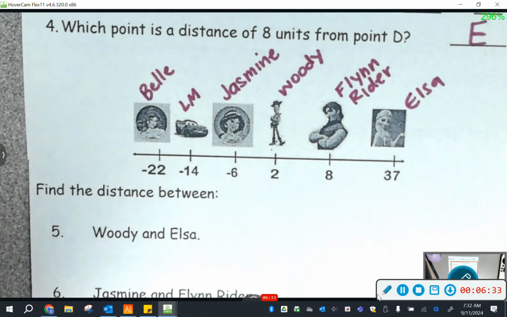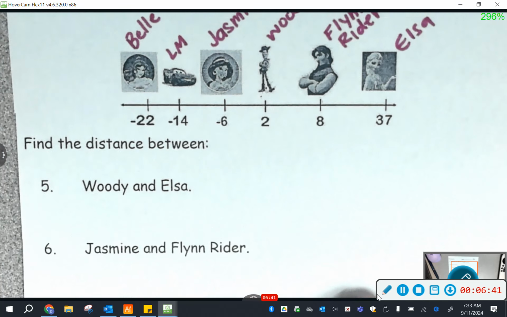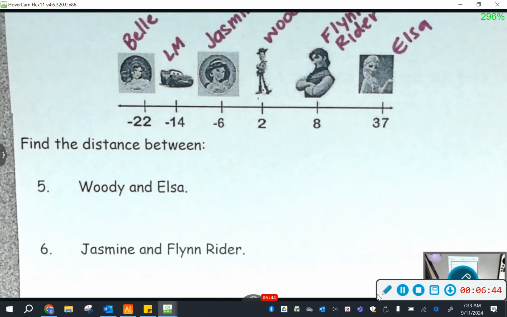Just FYI. Okay, so last time y'all told me you liked counting better. But what happens when this is what your number line looks like? Can you sit here and count for this one? It's not as easy, right? So sometimes you're going to have to subtract.